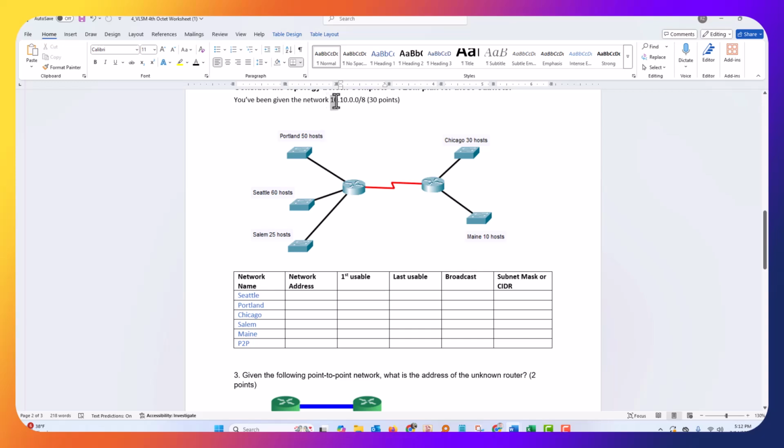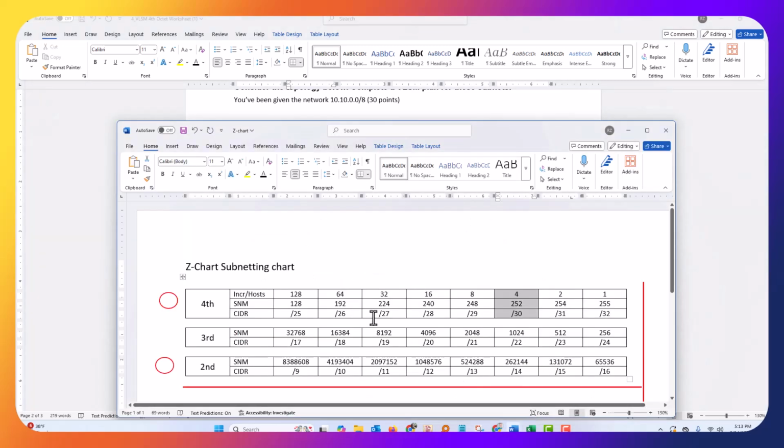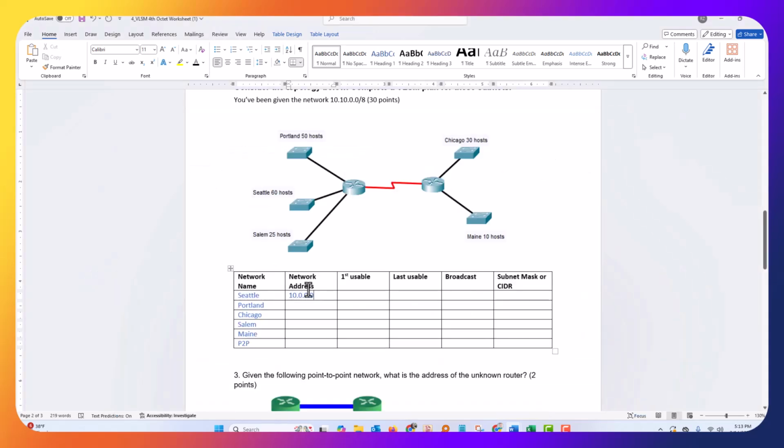The network ID is 10. And so if we fill out the rest of the zeros, that is the first address of our network address. All right, Seattle needs 60 hosts. So let's take a look at Seattle at 60 hosts here. It looks like we can use this one right here. So that would give us 64 in the fourth octet, 10.0.0.64.